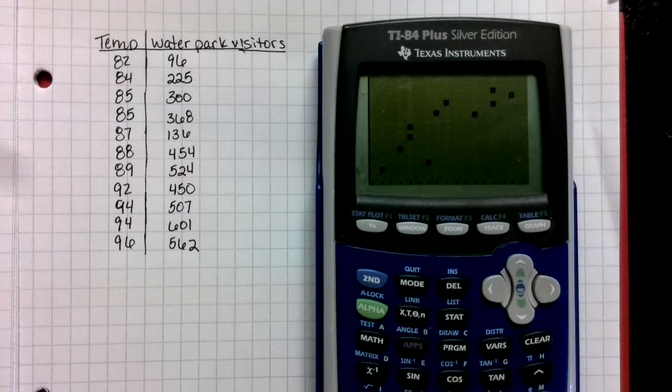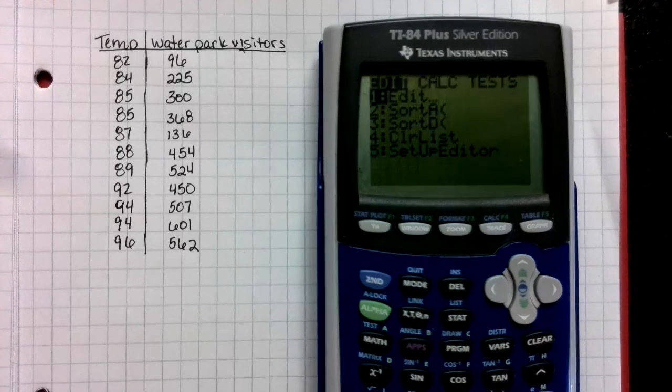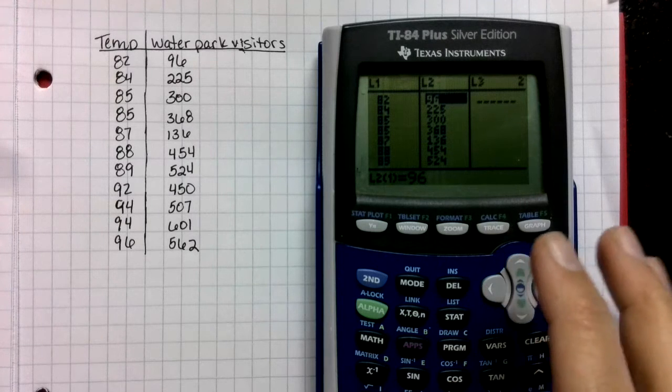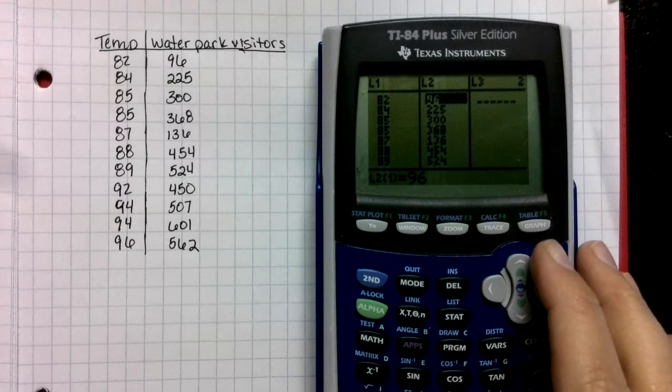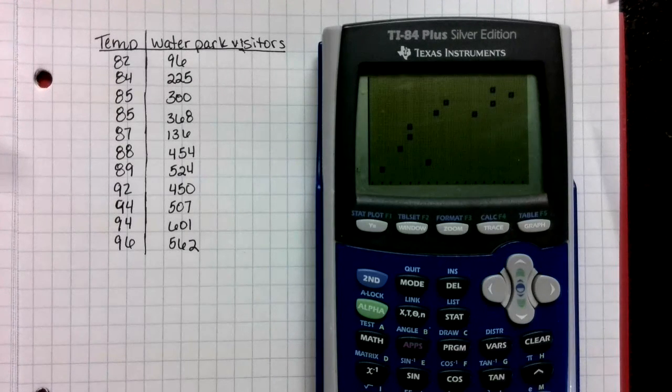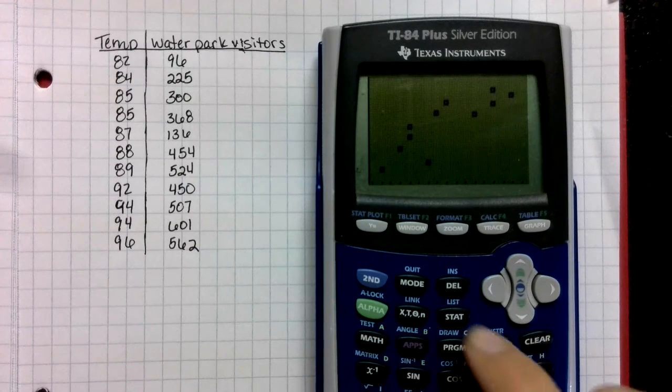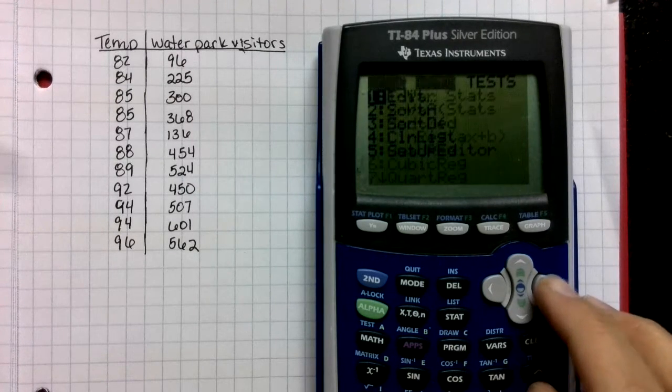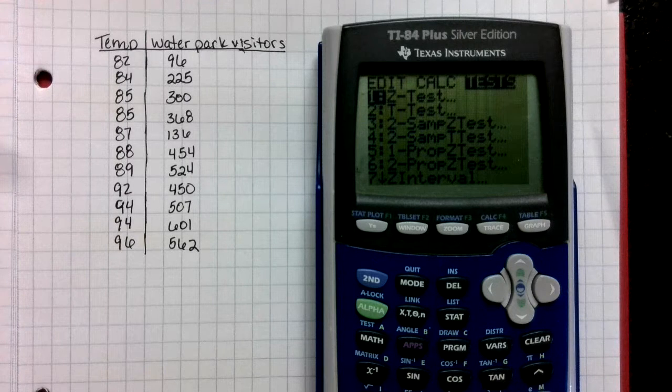So if you remember in video number 2, we used this same data set. This was temperature and water park visitors. Now, we made the prediction that it was a moderate to strong positive correlation with an R value of about 0.8. So if you don't have this data in your calculator still, go ahead and pause the video and get this typed in. But otherwise, we've got it in here. We're ready to go. So we're going to hit stat, and we're going to go over to tests.